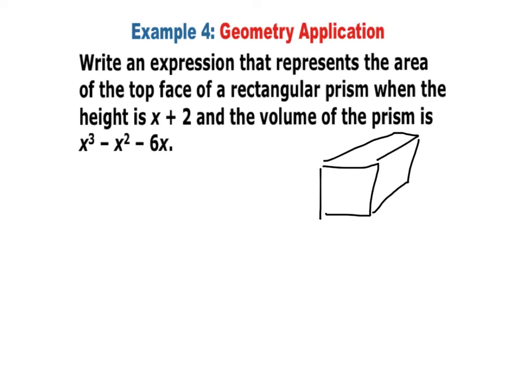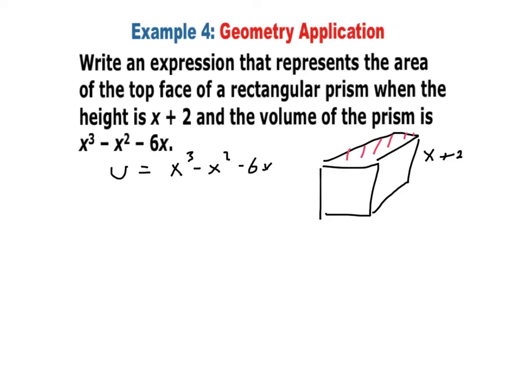Okay, now we know that the volume of this is going to be x cubed minus x squared minus 6x. Now I know that the height of it right here is x plus 2. Now what I'd like to know is the area of the top face. In other words, what's the top area of this top face right there?